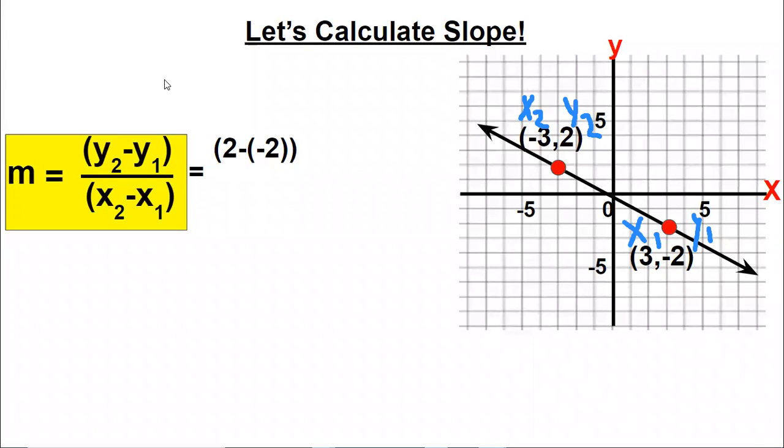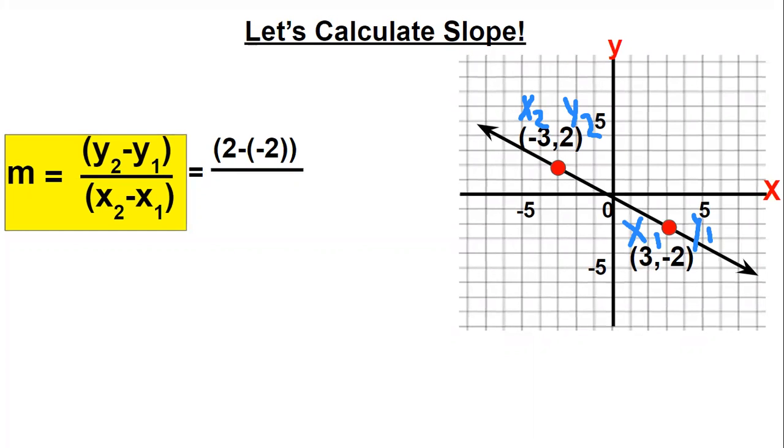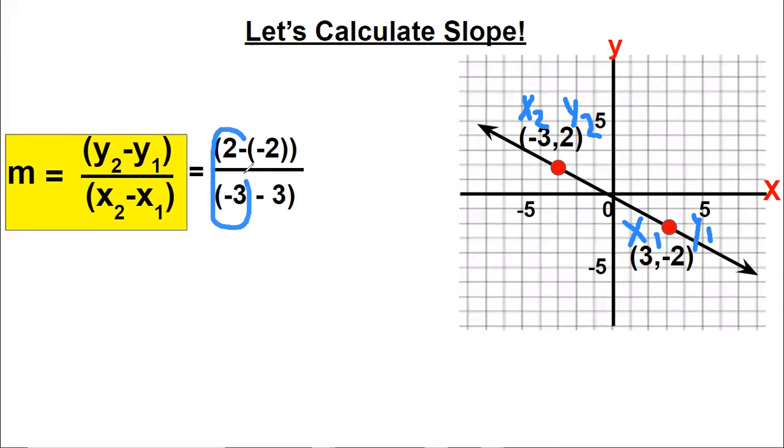So y2 minus y1 is 2 minus -2. Don't get tricked on that kind of question. x2 minus x1 is -3 minus 3. So notice how I kept the buddies together. I kept my +2 with my -3, and I kept my -2 with my +3. Okay, so keep those together.